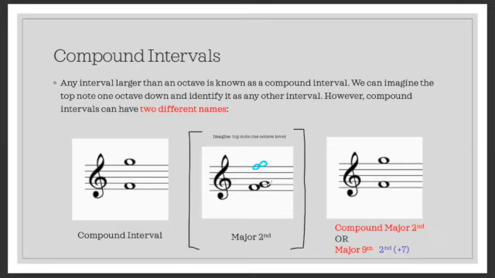Then we identify what this interval is. It's clearly a major second, because in F major, the second note is a G natural, so that's a major second. This interval can be called a compound major second or a major ninth.